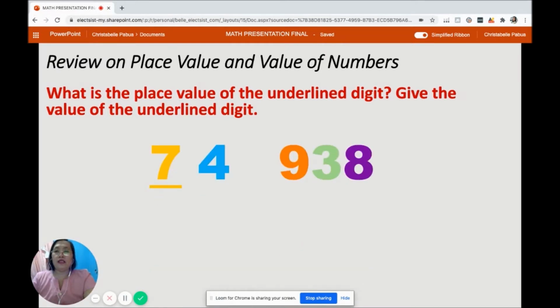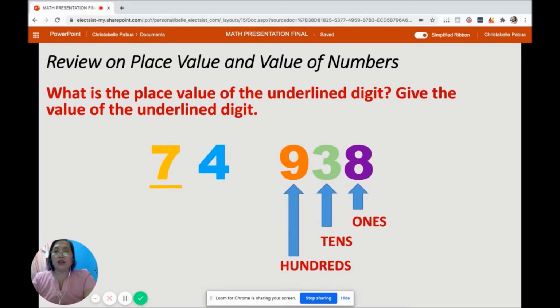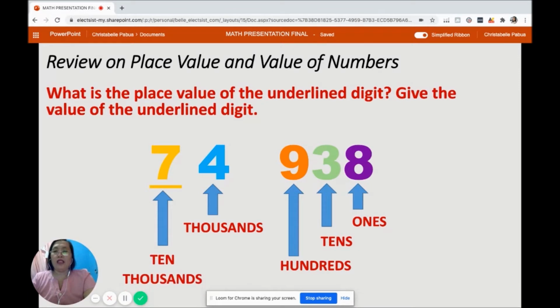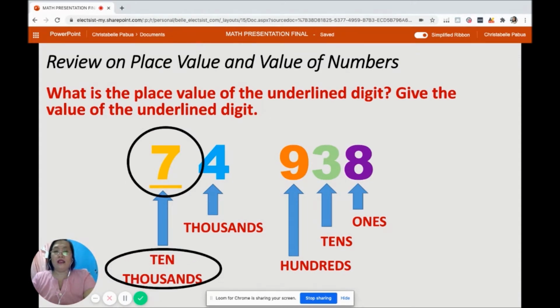The number is 74,938. 8 is in the ones place value. 3 is in the tens place value. 9 is in the hundreds place value. 4 is in the thousands place value. And 7 is in the 10,000s place value. And the underlined digit is 7. So the place value of 7 is 10,000.